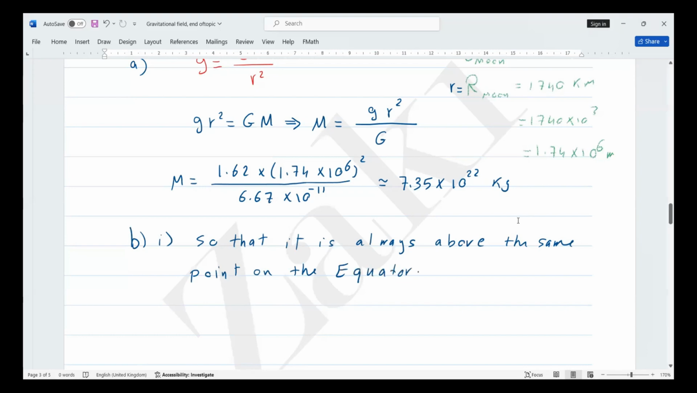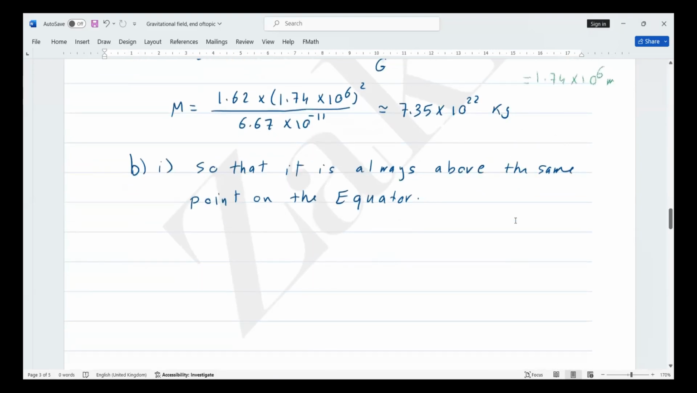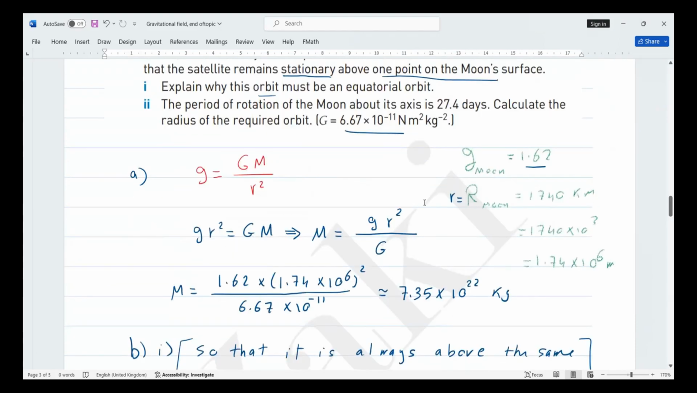But why this? I explain this order. If the satellite were in an orbit inclined with respect to the moon's equator, it would appear to move relative to the surface as the moon rotates on its axis, because the moon rotates about its axis. The period of rotation of the moon about its axis is 27.4 days. So this is the time period.